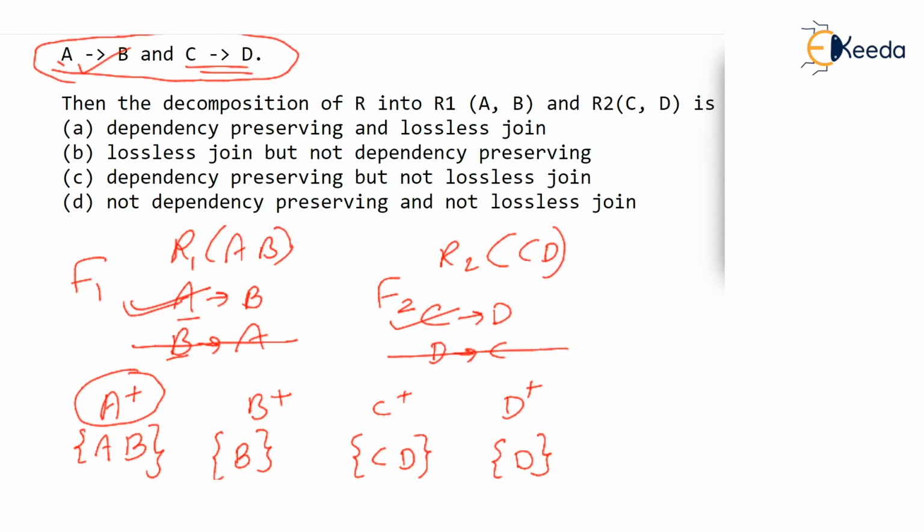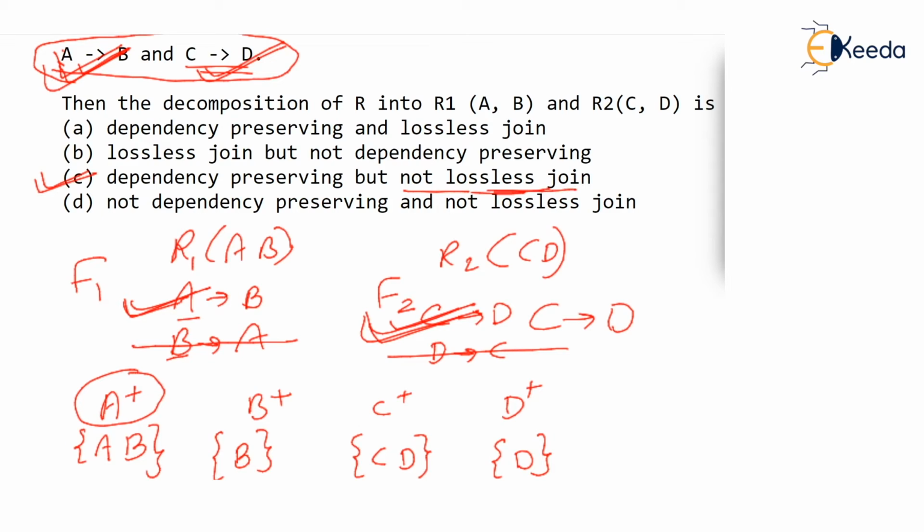You watch that it satisfies two dependencies together. A determines B is satisfied, which is there in the original table. Watch this, I am ticking on the top. And C determines D. Observe this dependency. C determines D. This dependency is also satisfied. That means both the dependencies are satisfied by F1 union F2. So it is dependency preserving, option C, but it is not lossless.